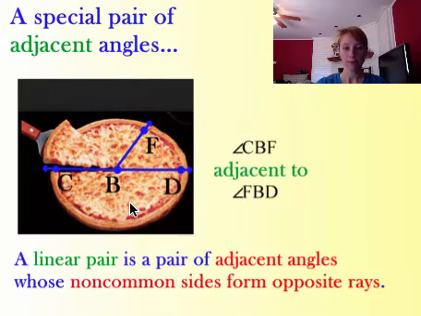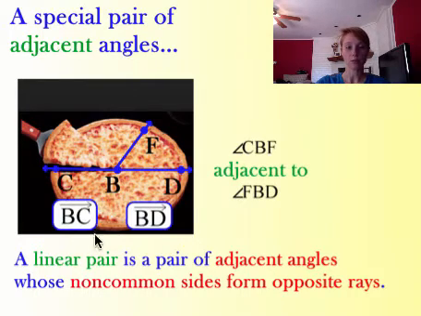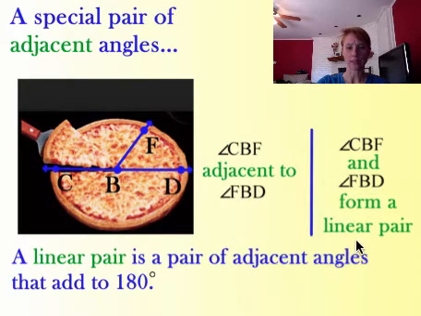So we can say that they also have the non-common sides. So side BC or ray BC and side BD or ray BD form opposite rays. So you can see these rays are opposite rays. They share the same endpoint and they extend in exactly opposite directions to form a line. In either case, this forms a linear pair. So a linear pair is a pair of adjacent angles that adds to 180 degrees. And again, angle CBF and angle FBD form this linear pair.